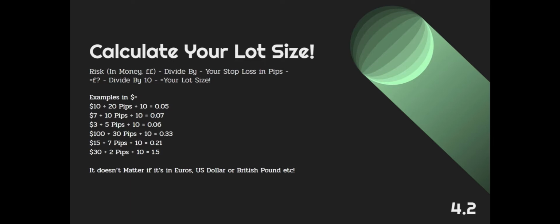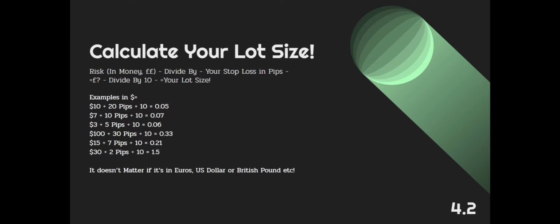So here are some examples in dollars. Again, it doesn't matter if it's in euros, US dollars, or British pounds. It may be different if you're trading Japanese yen or something like that. But in terms of US dollar, British pound, and euros, those are what I know it works for. As you can see, if I'm risking $10, divide that by a 20 pip stop loss, divide that by 10, that will equal 0.05. So if I was going to take a trade, I'd place a 0.05 lot size.